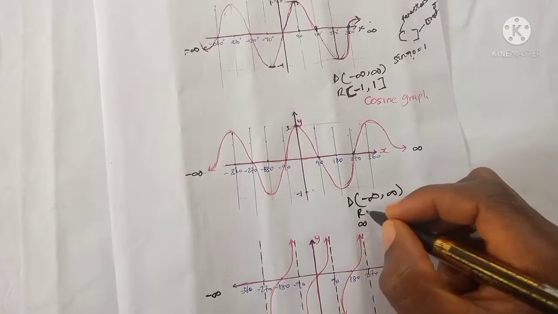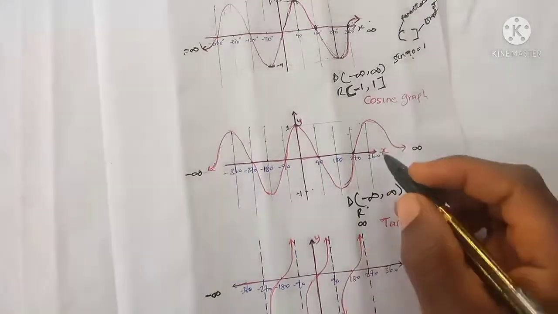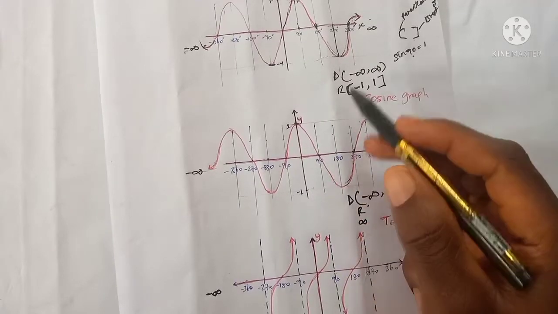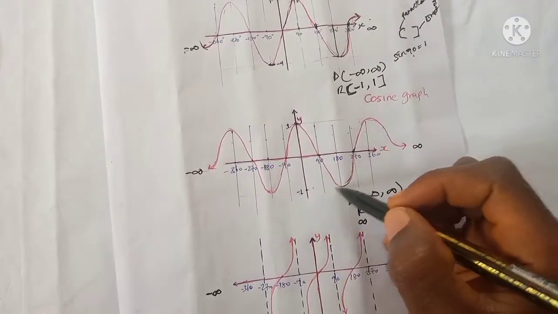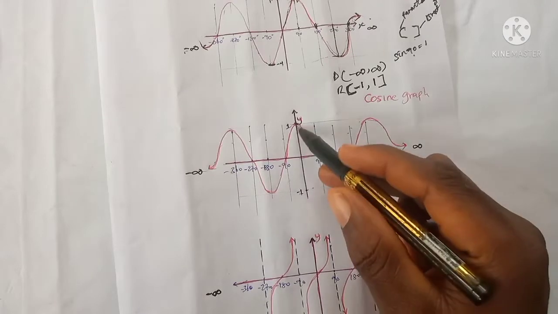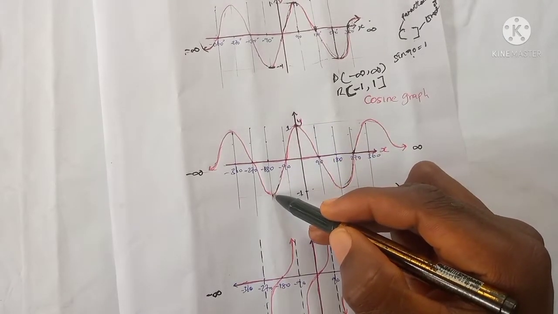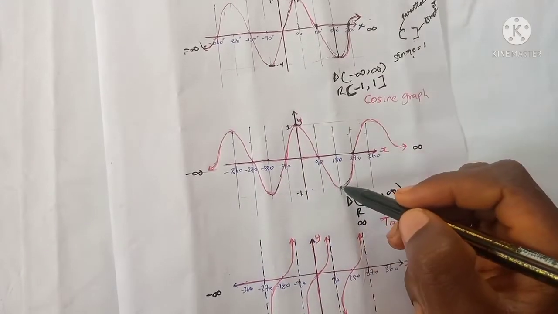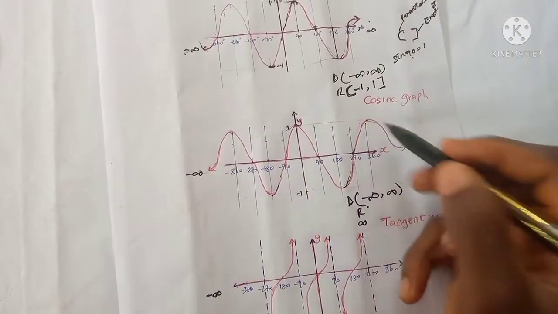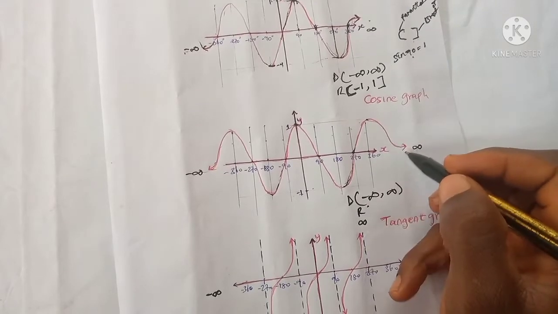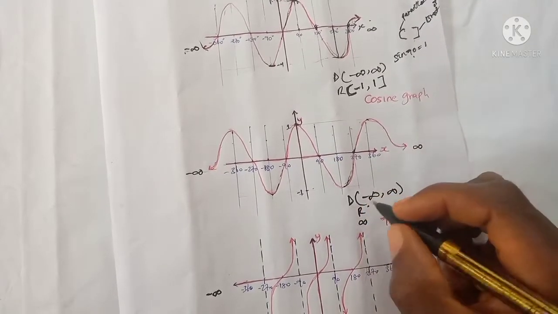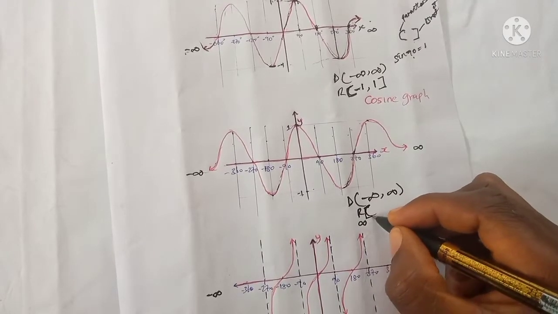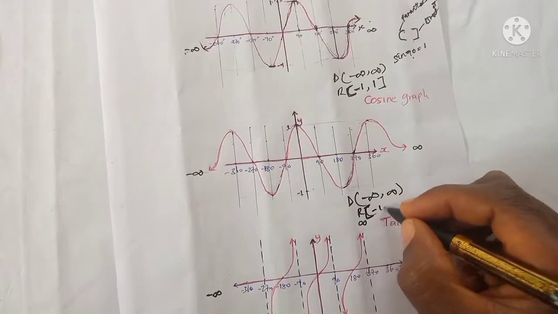So what's the range of cosine theta? Now if you look at this, the same thing is applicable to the sine. So this line here comes down like this, touches -1 and then goes up again. This one also comes down, touches -1, goes up, touches 1, and goes down. So you can find out that the range of cosine theta is from -1 to 1, with a square bracket from -1 to 1.